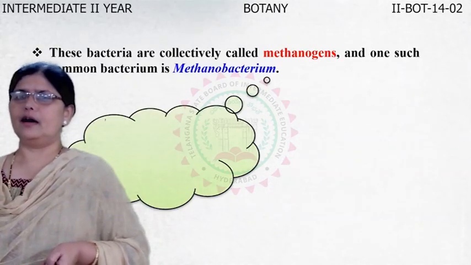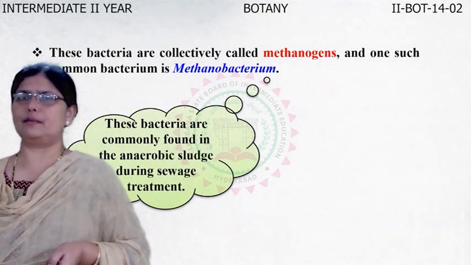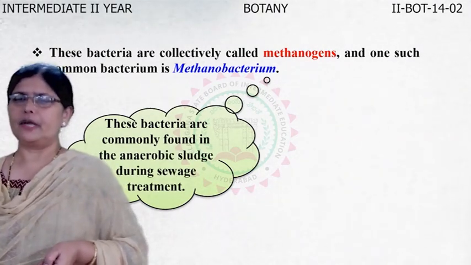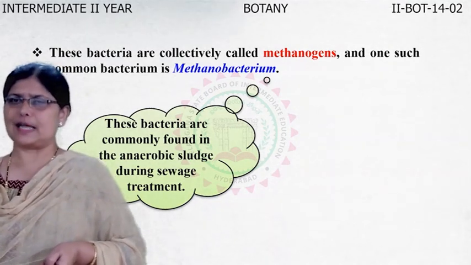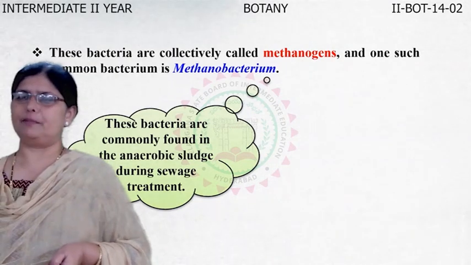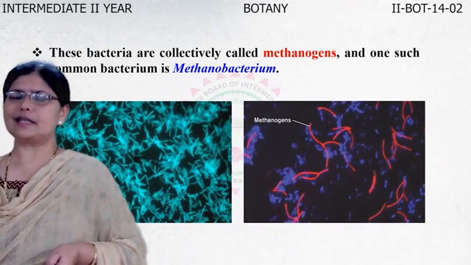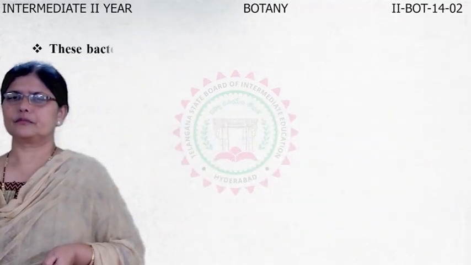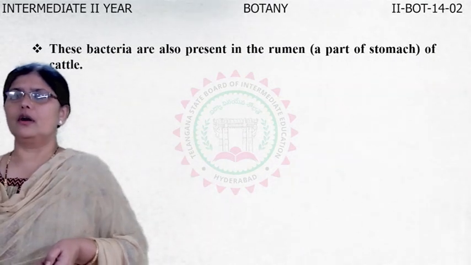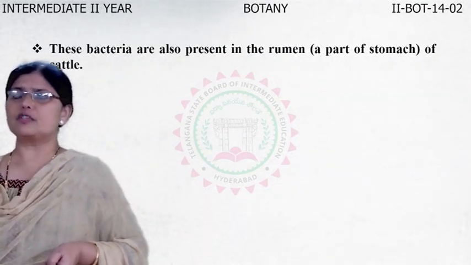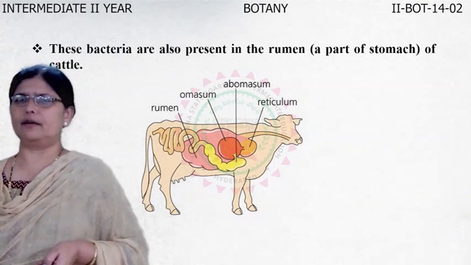These bacteria are collectively called methanogens, and one such common bacterium is Methanobacterium. These bacteria are commonly found in the anaerobic sludge during sewage treatment. You can see the slides. These bacteria are also present in the rumen, which is a part of the stomach of the cattle. You can see in the picture the rumen of the cattle.